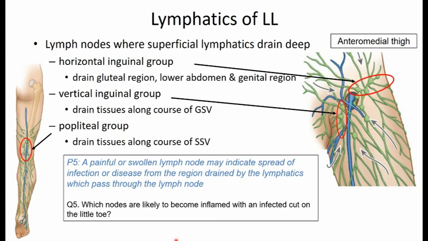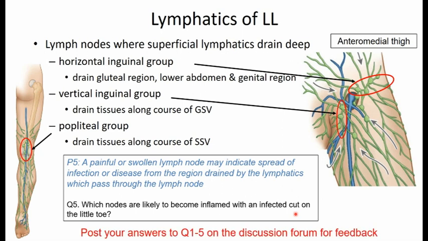Principle P5 tells us that a painful or swollen lymph node may indicate spread of infection or disease from the region drained by the lymphatics which pass through the lymph node. So I'd like you to consider this question. Which nodes are likely to become inflamed with an infected cut on the little toe? Again, you can post your answers to this question as well as the others on the discussion forum for feedback.